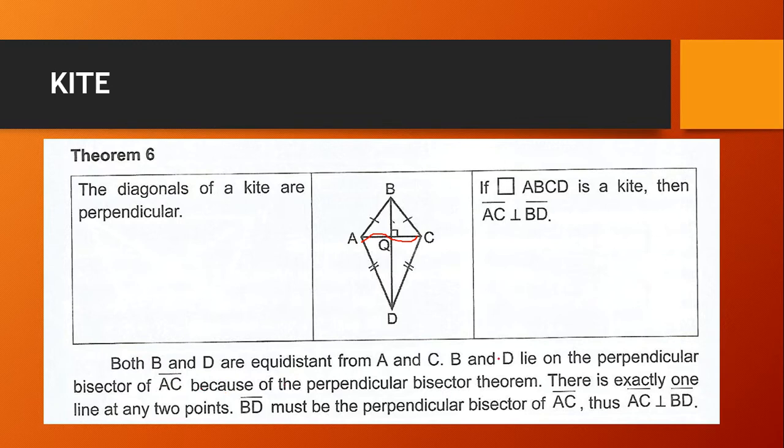B and D lie on the perpendicular bisector of AC because of the perpendicular bisector theorem. There is exactly one line through any two points. BD must be the perpendicular bisector of AC. So BD is what we call the perpendicular bisector, because the purpose of BD is that it divides the other diagonal into two equal parts, that which is AC. Okay? Thus, AC is perpendicular to BD.